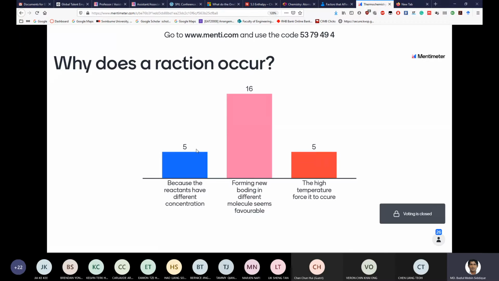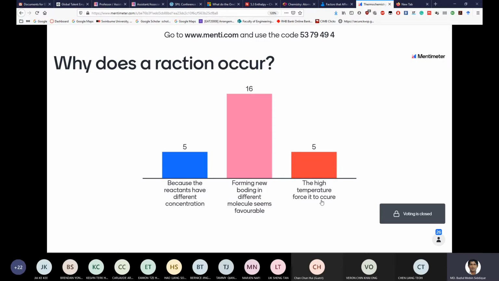The reaction, those who gave this 5, thank you very much. At least you tried, but it is not a correct answer because reactants having different concentrations does not necessarily mean that there will be a reaction. Those components with different concentrations must be able to form a bond, all right? If they do not form a bond, then it does not matter what concentration you put them at, they will never react.